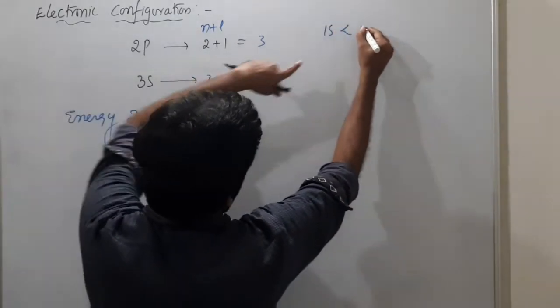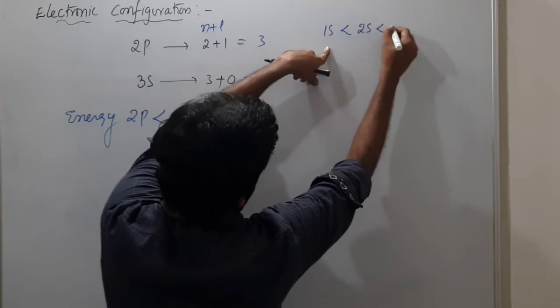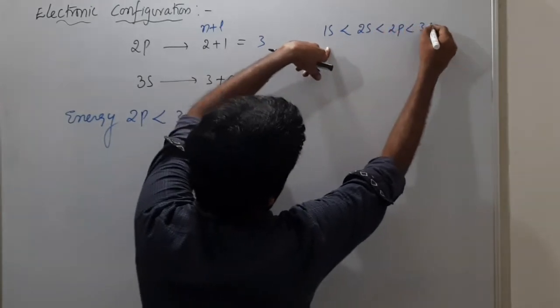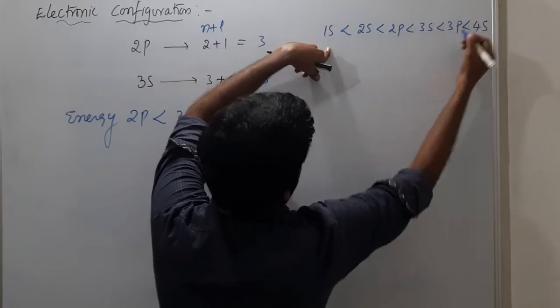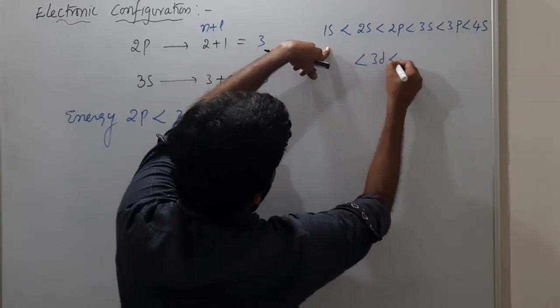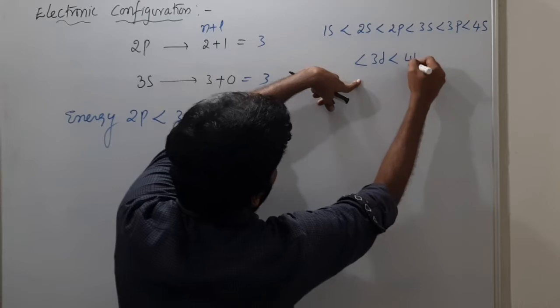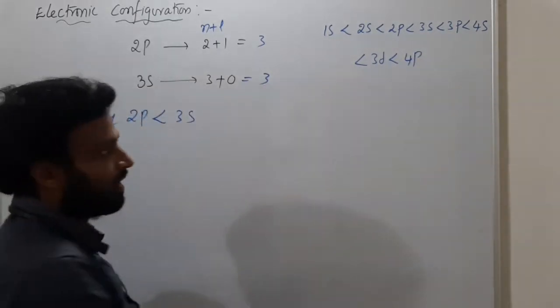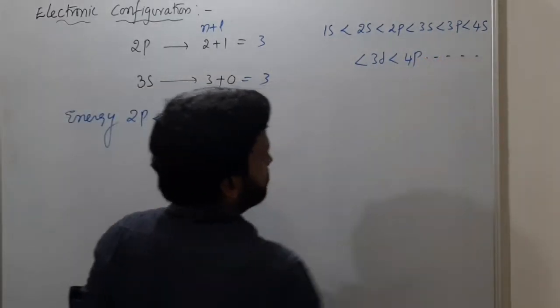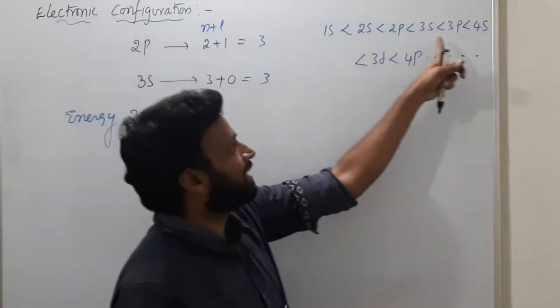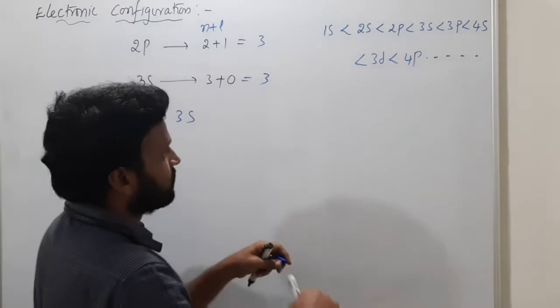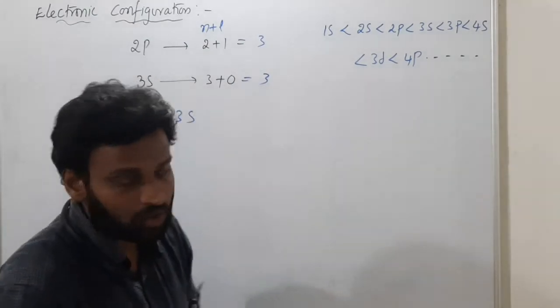First 1s is less energetic, then 2s, then 2p, then 3s, then 3p, then 4s, after that 3d, after that 4p. This is the way of filling of electrons in various subshells by using the Moeller diagram as well as the energy of subshells. If you want, you can check whether I have written it correct or not.